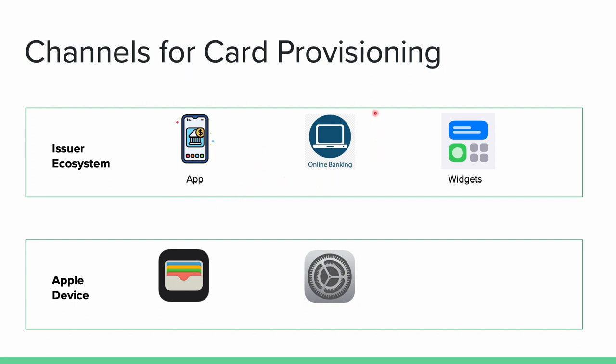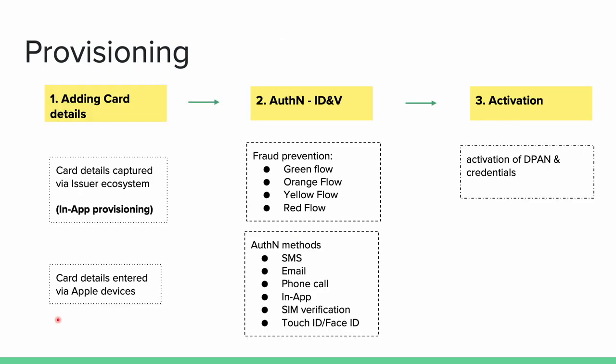Similarly, if the issuer has an online banking portal, you can add the credentials onto Apple Pay via the online banking portal or a widget on the mobile. So basically, these are the three methods which the issuers can offer themselves to provision a card into Apple. With an Apple device, you can either use the Apple Wallet app or the Settings app to add the card credentials. Like with any token provisioning, there are three steps in Apple Pay token provisioning also. First, you enter the card details. Next, you perform the authentication, which is ID and validation. And then you activate the card credential.